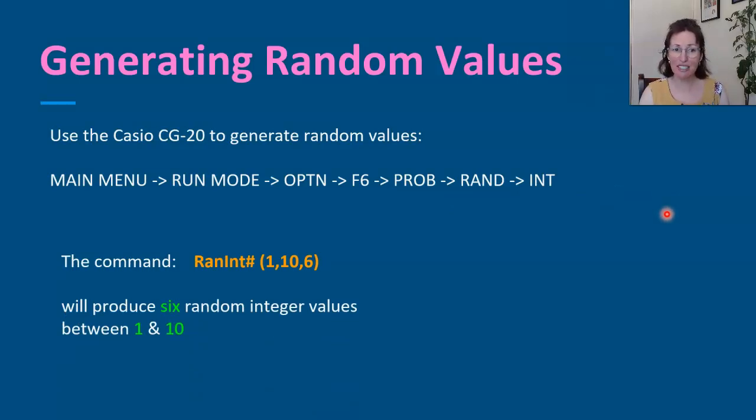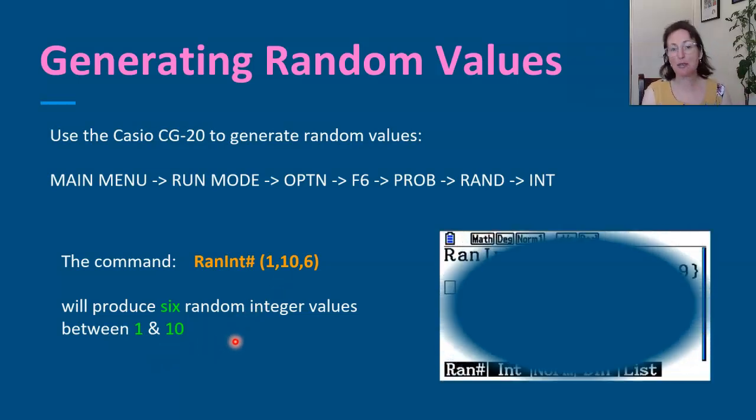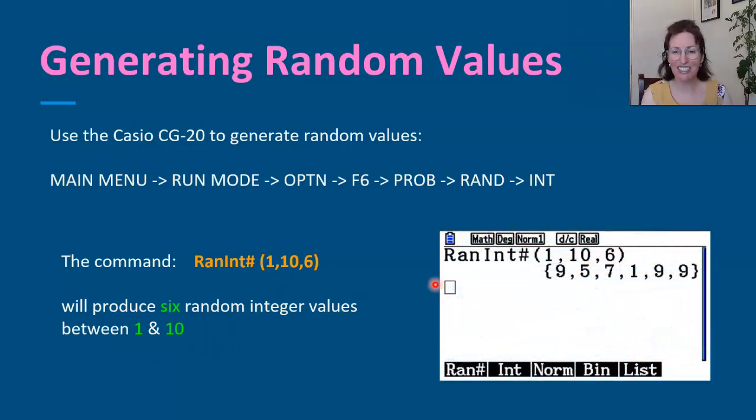so whole numbers. And then what you need to put in is you need to give it some instructions. So let's say you want them between the numbers 1 and 10, and you want it to produce 6. This would be what appears on your screen. And here are 6 random integers. Notice that it's possible for them to be repeated because they're random each time round.